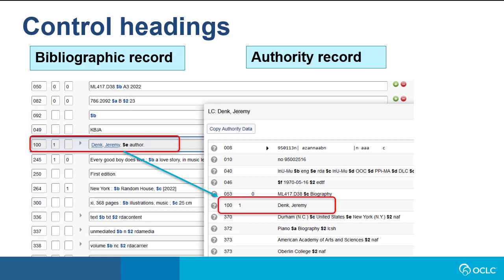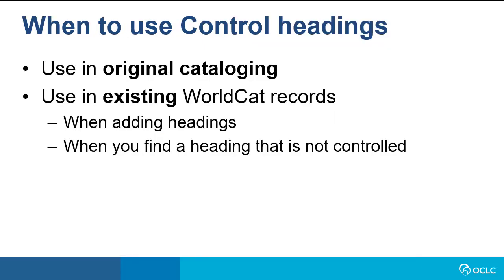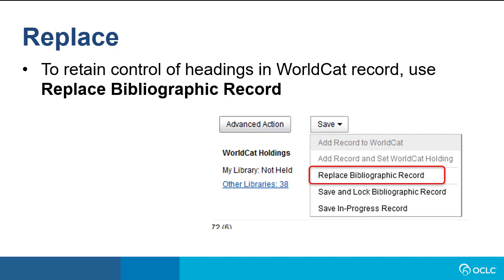is updated automatically. You can use control headings when you're doing original cataloging and when editing existing WorldCat records if you edit or add headings, or if you come across a WorldCat record in which the headings are not controlled. To retain the control in the WorldCat record, you need to replace the WorldCat record after controlling headings.